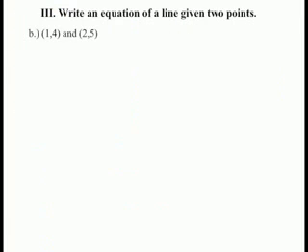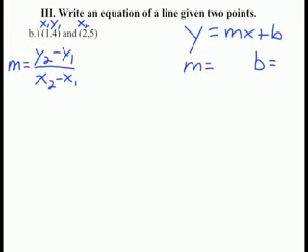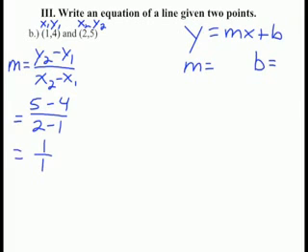Now we must write an equation of the line when we are given 2 points. Now we know we're trying to write the equation in y equals mx plus b form, slope-intercept form. And to do that, we must identify the slope and the y-intercept. Now, when we're given 2 points, we already know the slope formula is y2 minus y1 over x2 minus x1. So we label our first point x1, y1. We label our second point x2, y2. Now we take those values and substitute them into the equation. So, y2 is 5, y1 is 4, x2 is 2, and x1 is 1. 5 minus 4 is 1, 2 minus 1 is 1, 1 divided by 1 is 1. So the slope is 1.